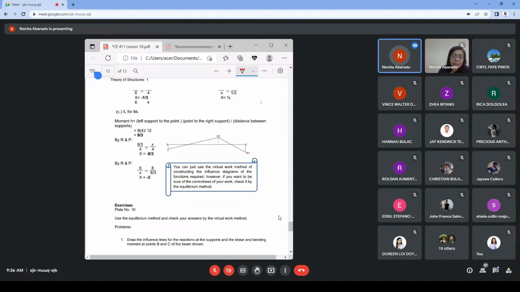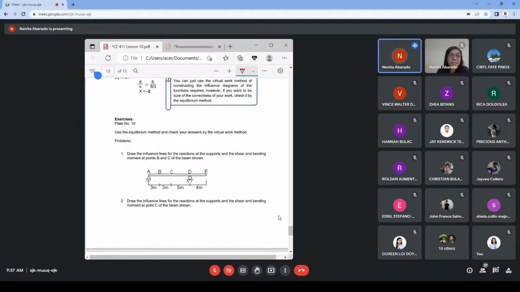So, class, this time, I could say na ito na lang siguro ang ating magiging last lesson because by next week, we will be having already our final exam. Okay. So, magiging last activity na lang natin dito is your plate number 10, which is all about the influence line diagram. Is it clear to everyone?